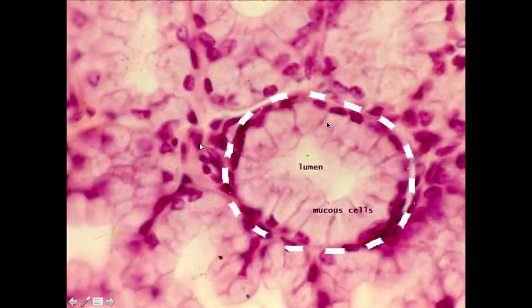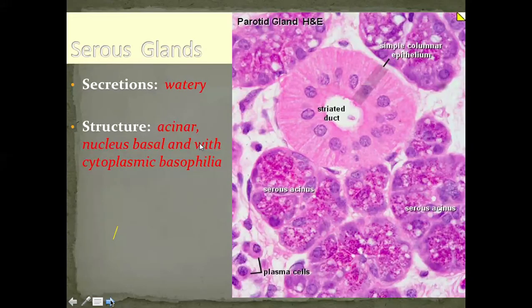Look at the cytoplasm, empty because of the secretion. Compared to your serous glands, they produce watery secretions, no? So they are acinar, nucleus basal, and with cytoplasmic basophilia. Okay? So this is a very good example. Look at that nucleus. This one. Basal.